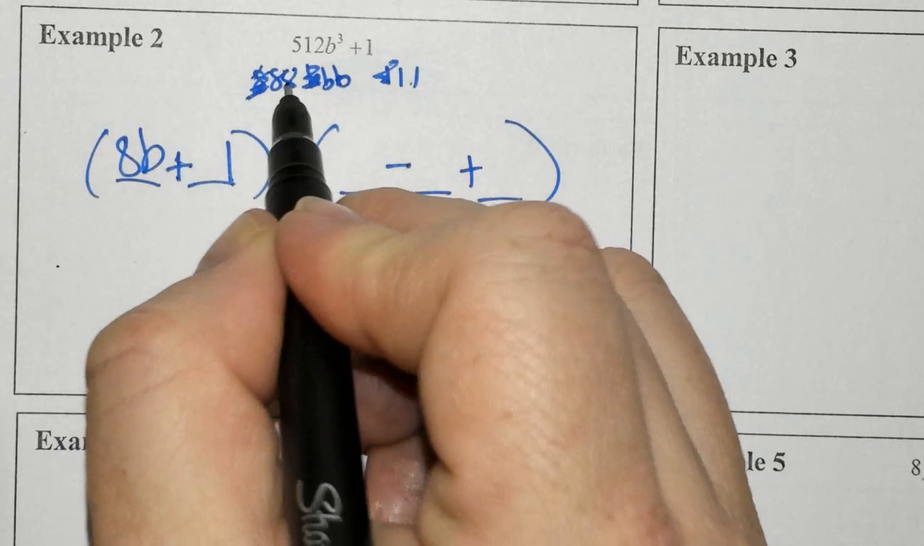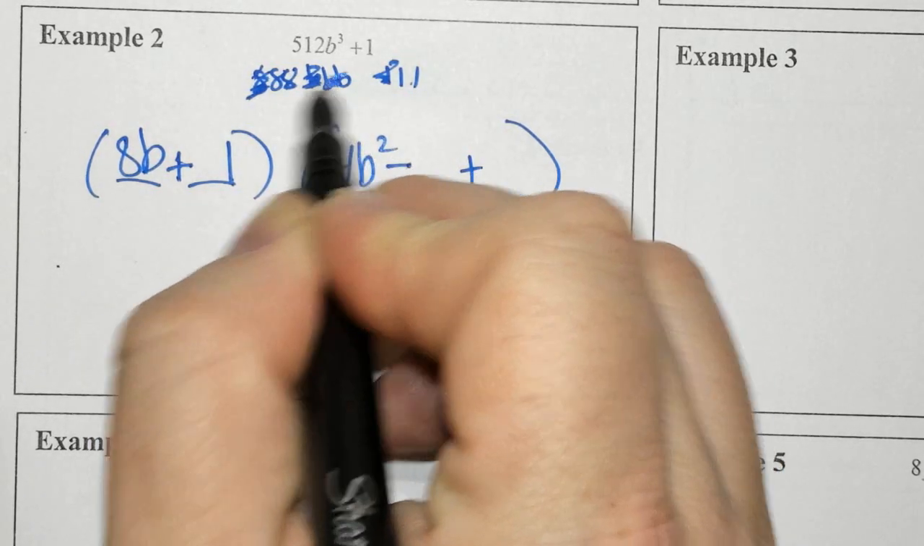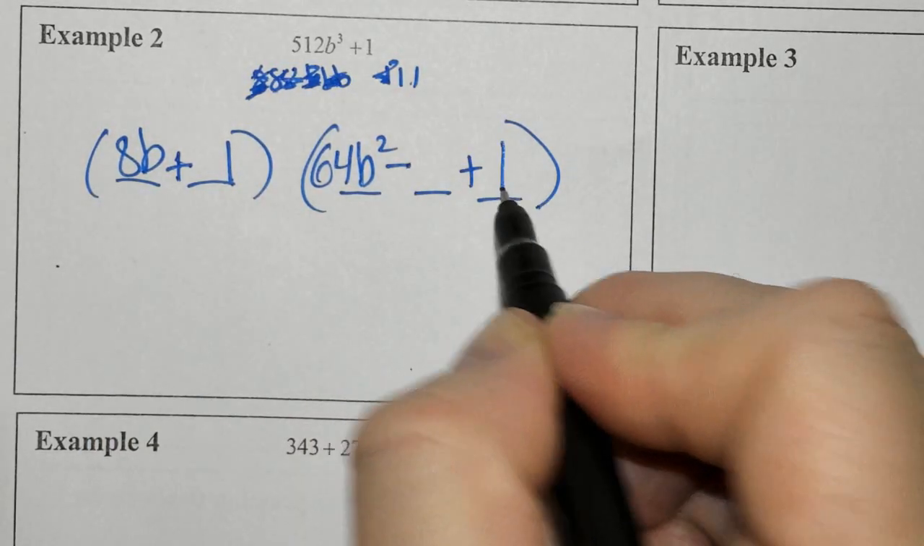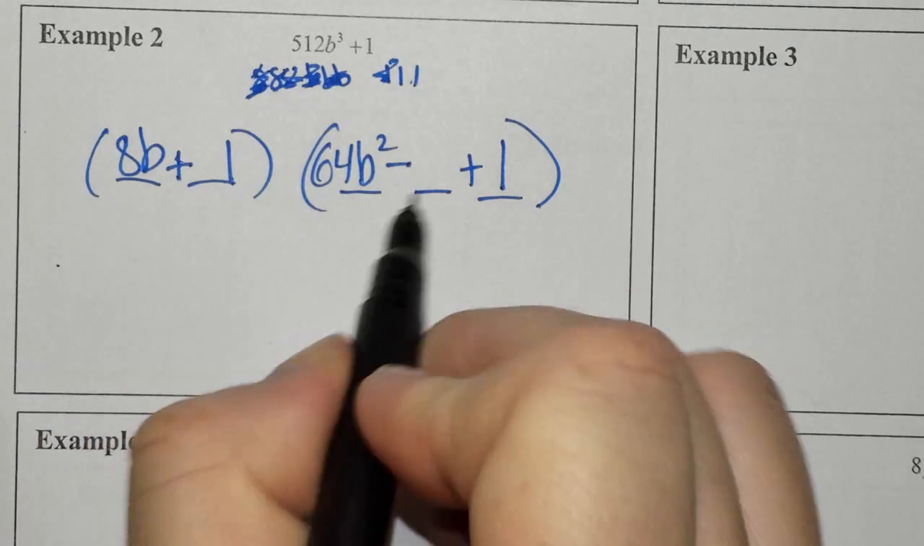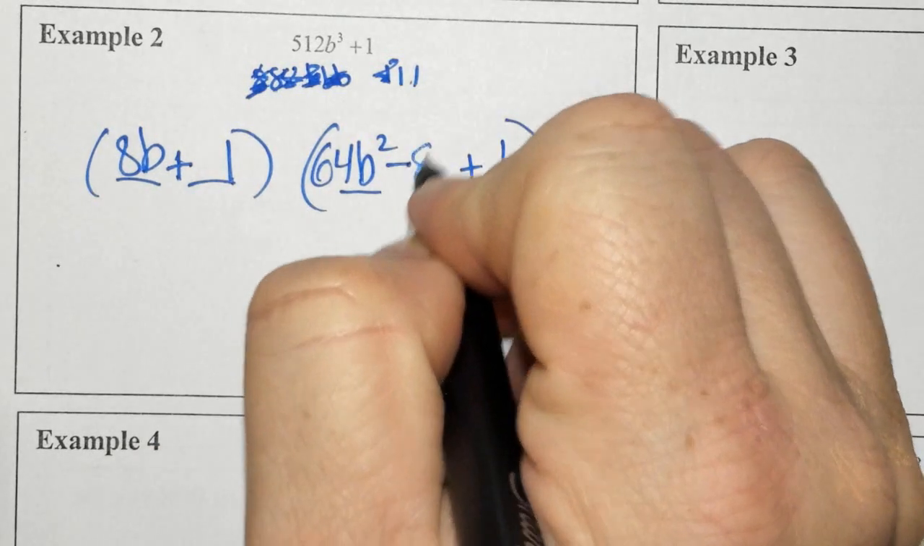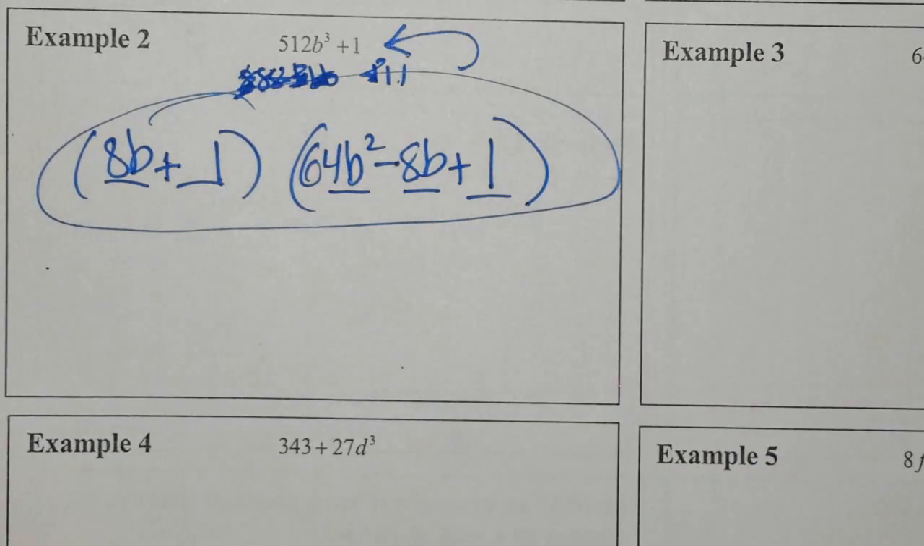Okay, in the front, I have 2 8s left. 8 times 8 is 64. 2 B's. B times B is B squared. In the back, 1 times 1 is 1. Okay, in the middle, forget about signs. 8B times 1 is 8B. There's the answer. This is rewritten in factor form. They are equivalent expressions. Going to number 3.